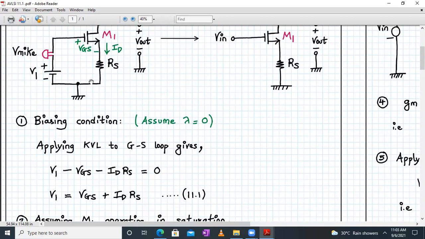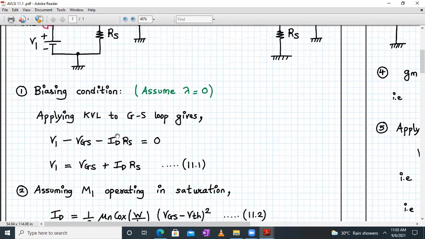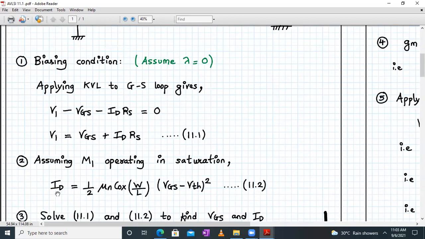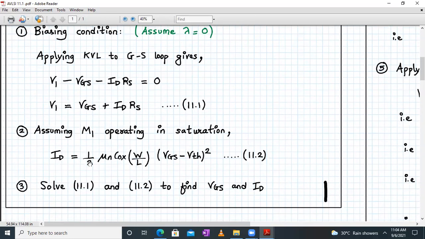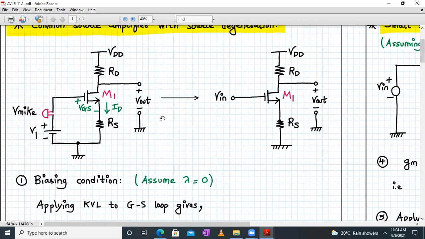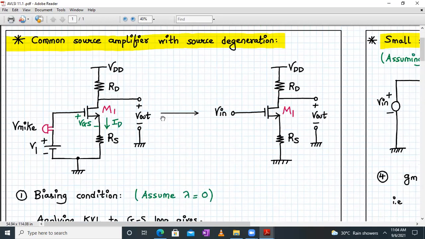Now, assuming that the M1 transistor is operating in the saturation region, we can write the drain current formula as ID equal to half mu Cox W by L (VGS minus VTH) the whole squared. Okay, now V1 is the bias voltage, which will be known to us, right? Now, in equations 11.1 and 11.2, there are two unknowns, VGS and ID. So you can solve these two equations and find out the values of VGS and ID. So this is about the biasing conditions for the CS amplifier with source degeneration.